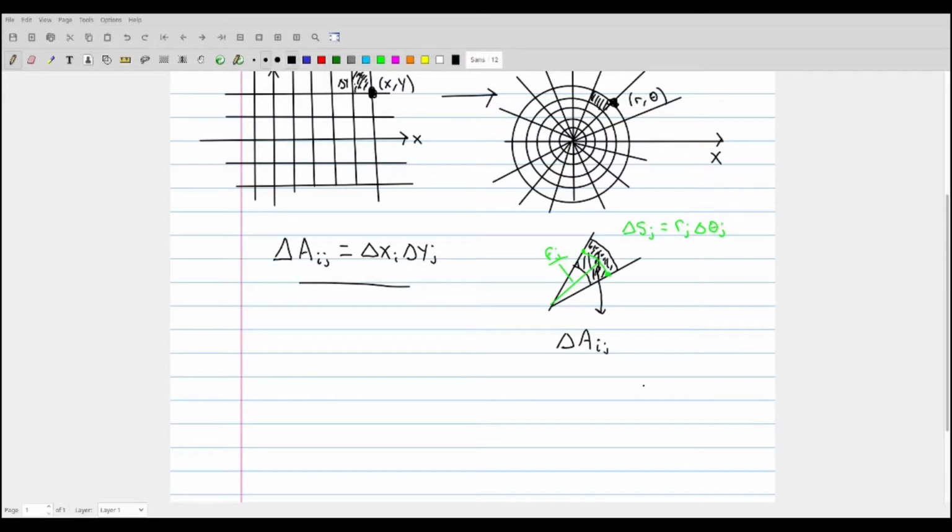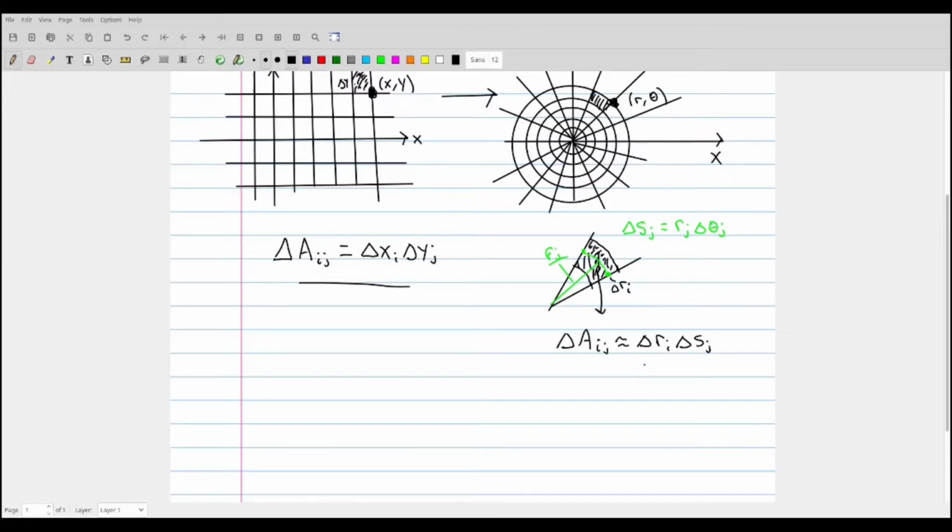And so this means that delta Aij, or the area of this box, is going to be approximately equal to, not exactly equal to, but approximately equal to the change in radius along the box. We'll call that delta Ri multiplied by the arc length along this sampled segment, delta Sj. This is not an exact equality, but it's a good enough approximation.